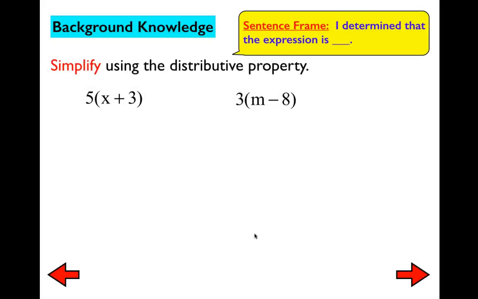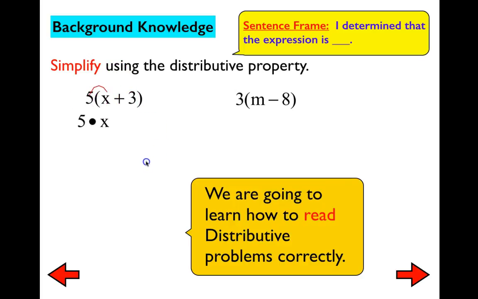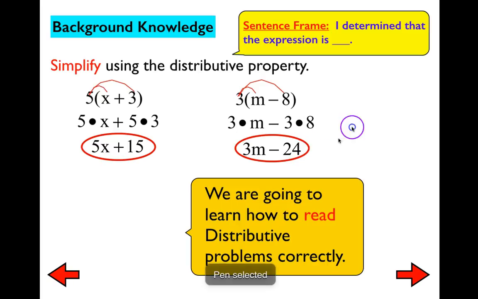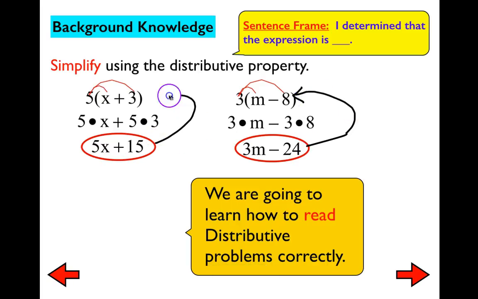So let's look at some examples from 7th grade. Here we're distributing 5 to a positive term and to another positive term. And you're going to get 5x plus 15. Here you're distributing a positive term to a positive, then to a negative term. So you're going to end up with 3m minus 24. Okay. So real quick, let's read these problems correctly. You would say 5 times the quantity x plus 3. Here you would read it as 3 times the quantity m minus 8. And another thing I just want to mention real quick is this expression is equivalent to this, and this expression is equivalent to this. These two are just the simplified versions of the original problem.